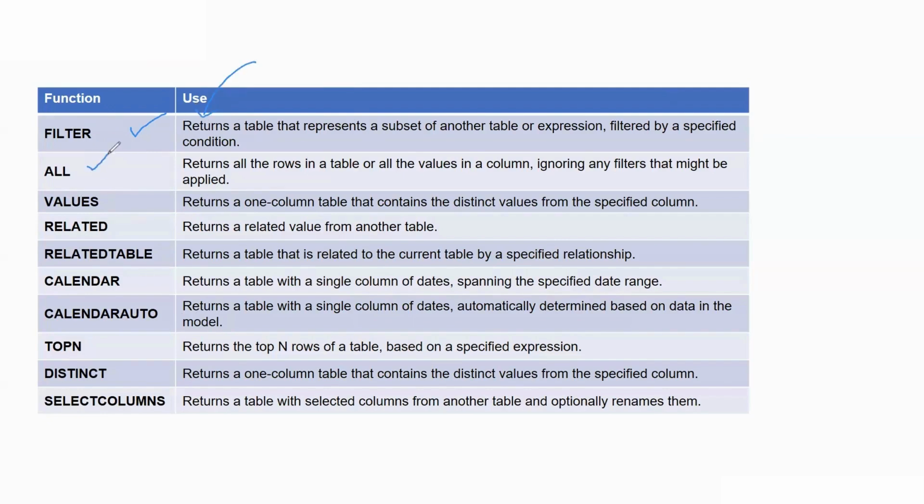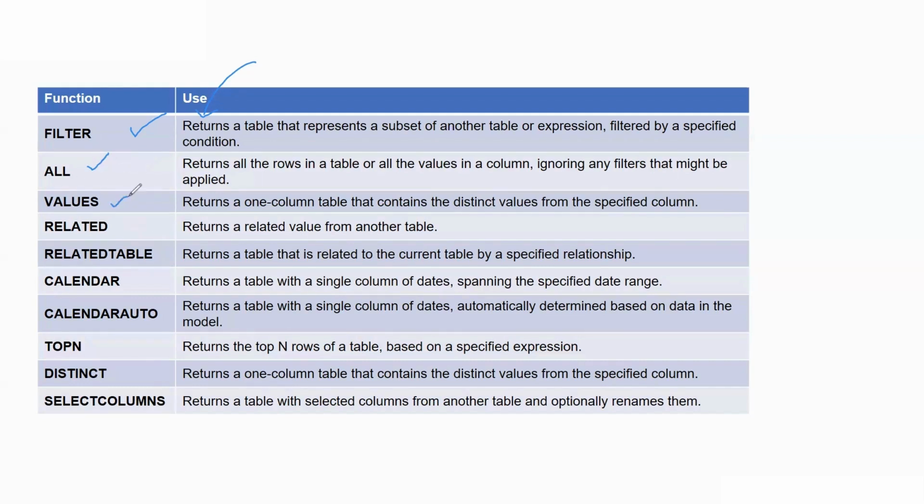Then we have the all option. This function is used if you want to create a new table and you want to ignore all the filters that were applied to the table that you are referring to. For example, let's say that I have three categories in my table and I applied a filter and chose only one category. Now, when I select a new table, I want all the values to be there, and I don't want the filtered-out values to be left out. In that case, I will use this all function.